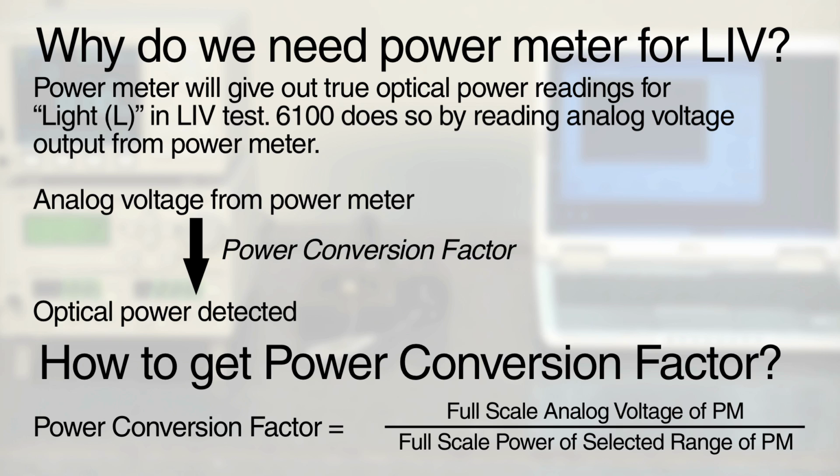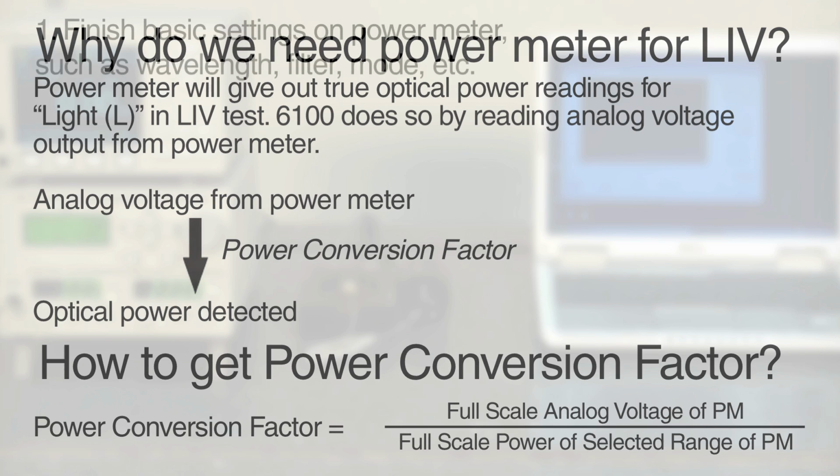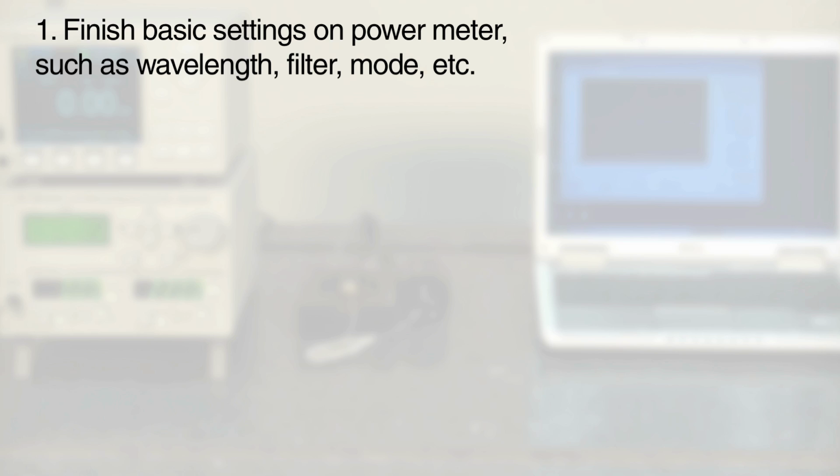The power conversion factor is the factor for converting the voltage from the analog output to an actual optical power. For the 2936-C, the full range of the power meter range corresponds to the full-scale voltage output. It is important that the range setting in the power meter must be set to manual with a proper range. Finish the basic settings on the power meter, such as setting the wavelength, the filter, and the mode.